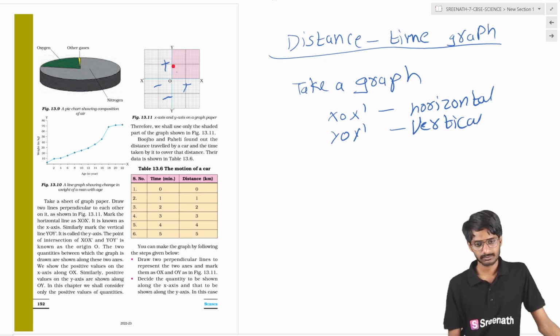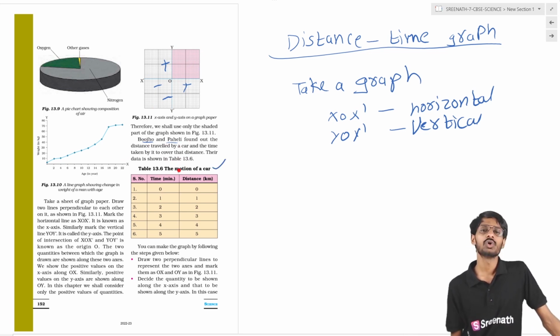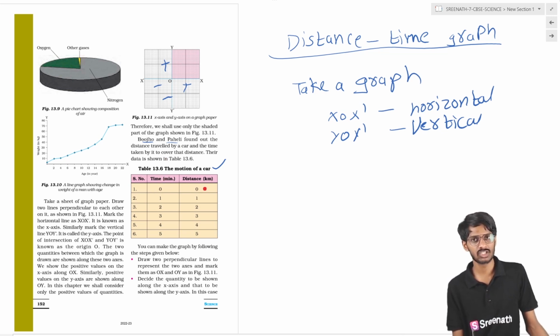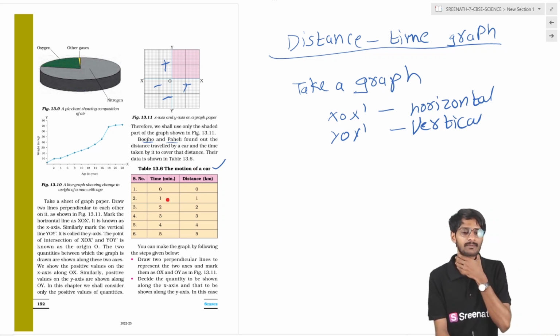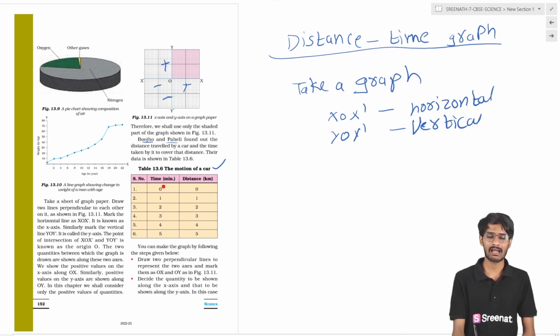Okay students, so after taking this graph, suppose we have a table of values of the motion of a car. The table has the time in minutes and the distance covered by that car. In 0 minutes it has covered 0 distance. After 1 minute it has covered 1 kilometer. After 2 minutes it has covered 2 kilometers. After 3 minutes it has covered 3 kilometers. So now we have to put this table into the graph.